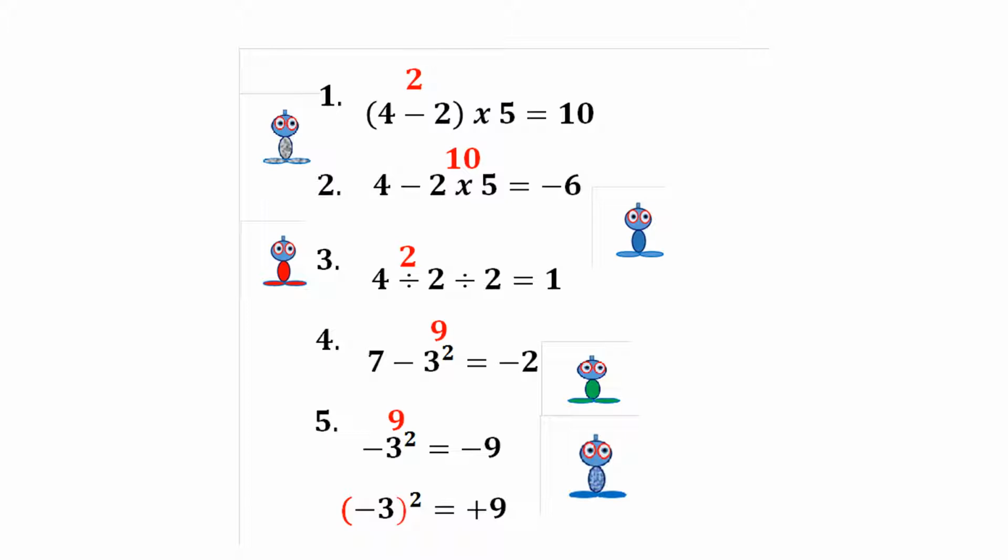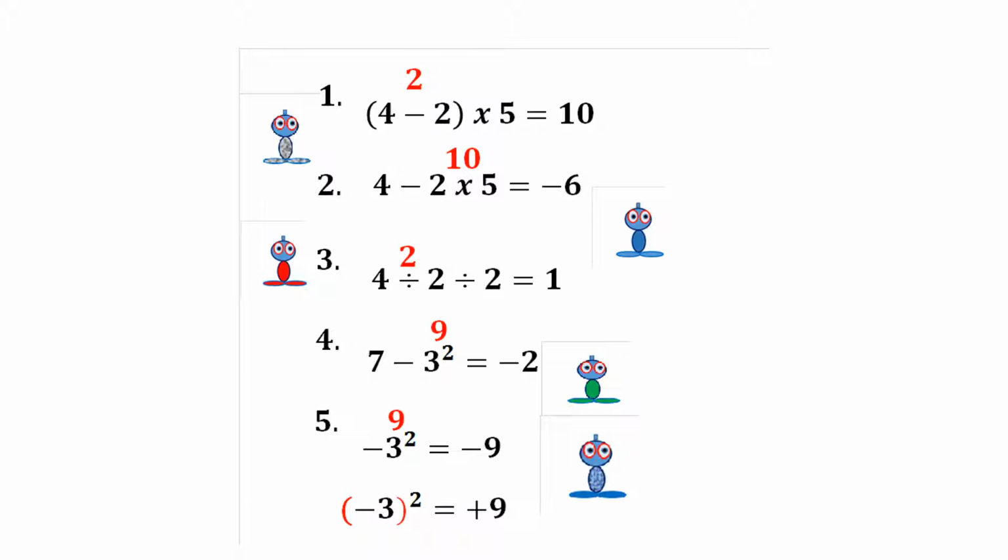Our next one is a division problem. 4 divided by 2 divided by 2. Now we read left to right. 4 divided by 2, that's 2. 2 divided by 2 is 1. If you had gone right to left, 2 divided by 2 is 1, and 4 divided by 1 is 4. You would get a different answer. We must read left to right.